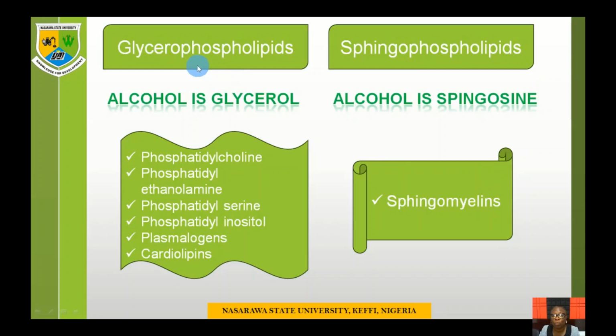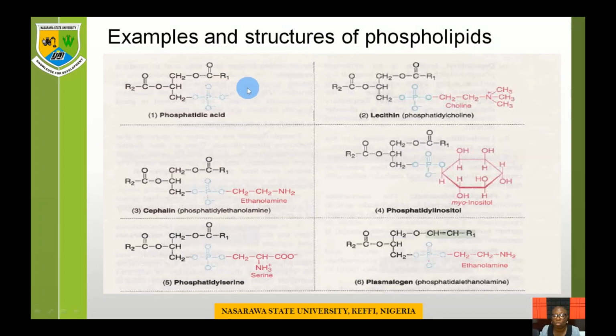So examples of glycerophospholipids, we have said the alcohol is glycerol, are phosphatidylcholine, phosphatidylethanolamine, phosphatidylserine, phosphatidylinositol, plasmalogens, and cardiolipins. For sphingophospholipids, the alcohol is sphingosine, and an example is sphingomyelin.